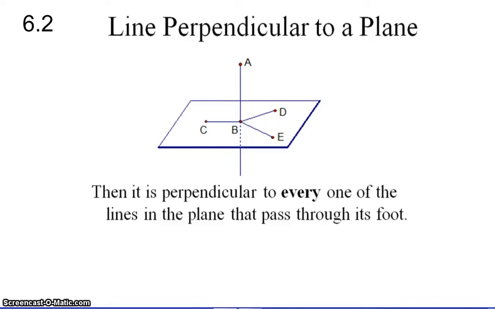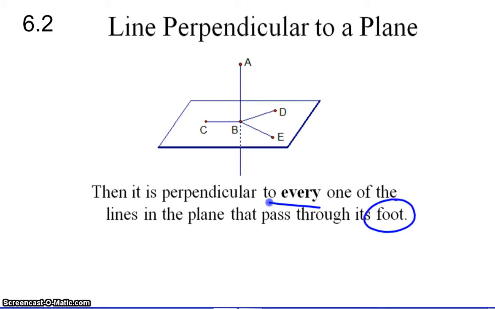All right, today we are going to talk about section 6.2, talking about if a line is perpendicular to a plane. And the main theorem that we're talking about in this section is if a line is perpendicular to a plane, then it is perpendicular to every one of the lines passing through its foot.